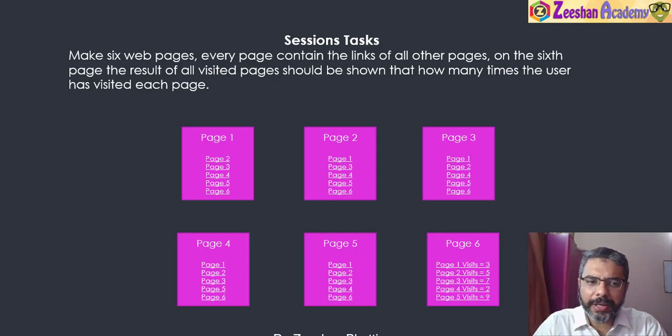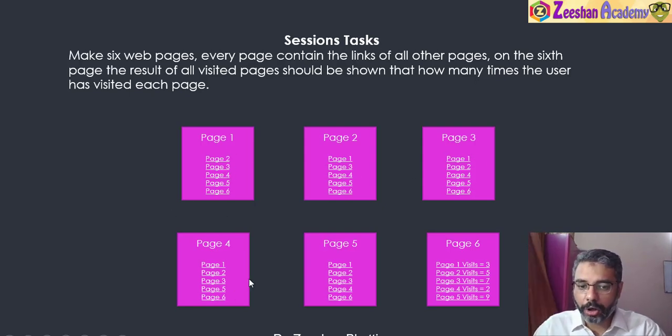Now, in this task, basically, we need to make 6 web pages. Every web page needs to contain the links of all other web pages. So that's one thing essential. And on the 6th page, the results of all visited pages should be shown. How many times the user has visited each page. So we will require 6 different pages to create. Every page must have links to all other pages.